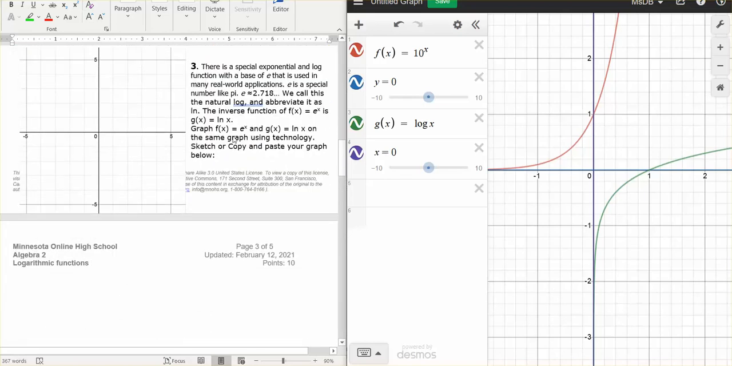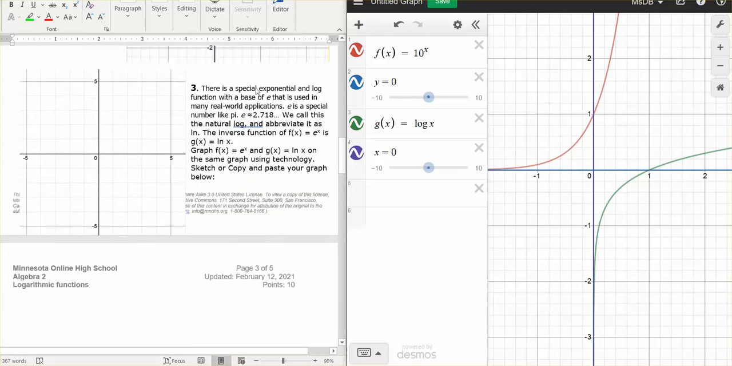All right, number 3 says there is a special exponential and log function with a base of e that is used in many real-world applications. E is a special number like pi. 2.718 is the approximate value of it. And we call that the natural log. And we abbreviate natural log. It's kind of funny, but it's ln, like log natural. I don't know, but that's what we do. We use ln. That's not an I, it's an L.